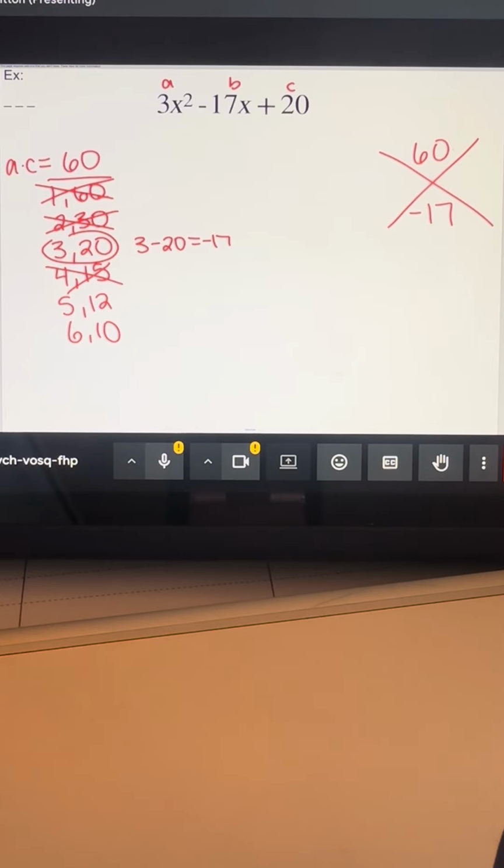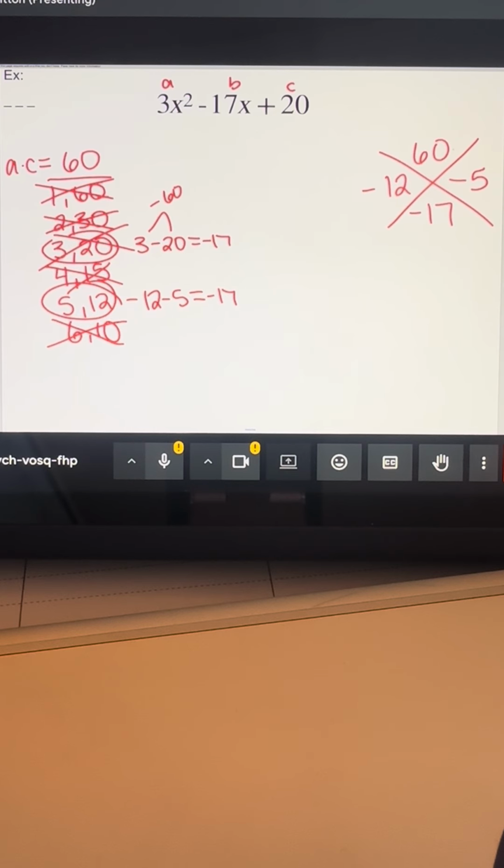What do you need to do with 5 and 12 to get negative 17? Negative 12 minus 5 is negative 17, so that could work. And then 6 and 10 will never give me that. Okay, which one's going to give me a positive 60 when I multiply? 3 and negative 20, or negative 12 and negative 5? A negative and a negative, because the other one will give you a negative 60, and we don't want that. So we have negative 12 and a negative 5, or a negative 5 and a negative 12. Doesn't matter the order.